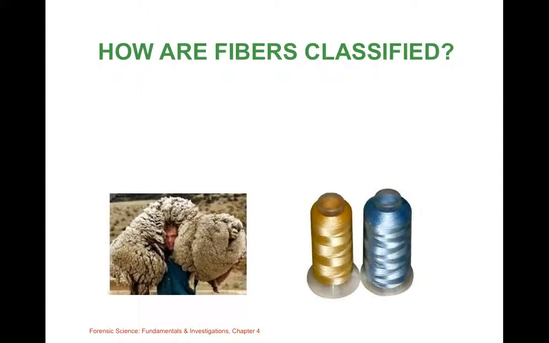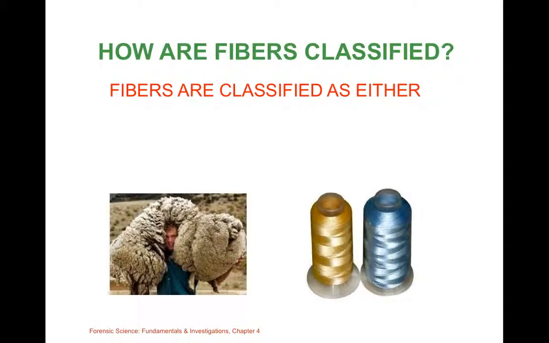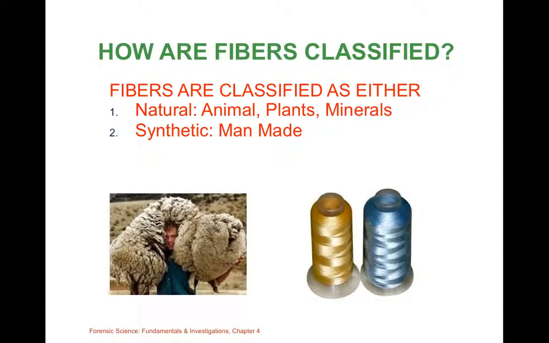Okay. How are fibers classified? Fibers are classified in 2 different ways. They are either natural, meaning they come from animals, plants, or minerals, or they are synthetic. And all synthetic means is that it is man-made. So you see on the left, you see a very woolly sheep, and on the right-hand side, you see a synthetic or a man-made yarn.